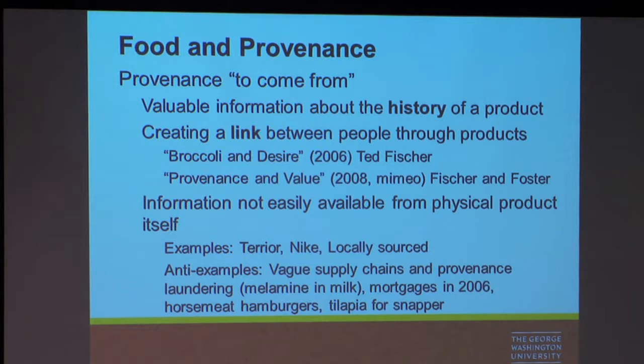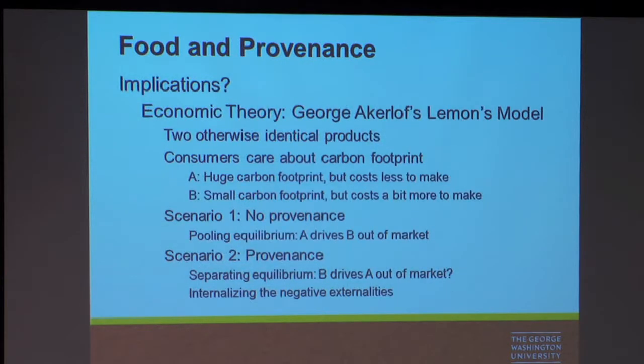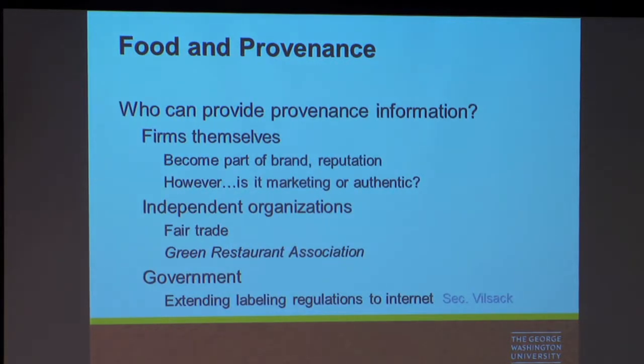Killing provenance is a pastime of a lot of folks. Vague supply chains in provenance. Laundering, so that you have, this melamine in milk. A problem in China with the supply chain there, killed a lot of people. Mortgages in 2006 that caused the financial disaster. Where did they come from? You don't know who those mortgages were for and under what conditions they were extracted. Horse meat hamburgers, tilapia for snapper. Do I need to go on?